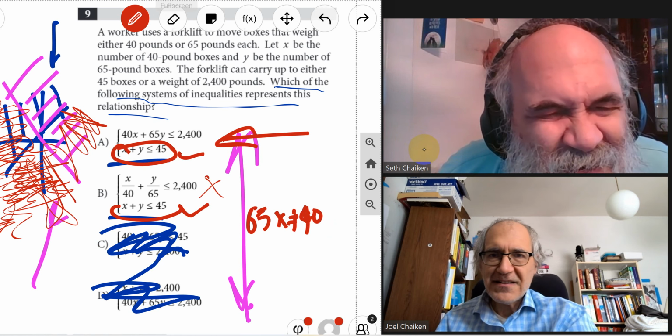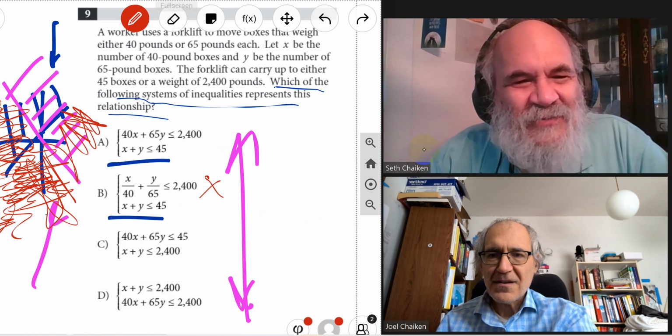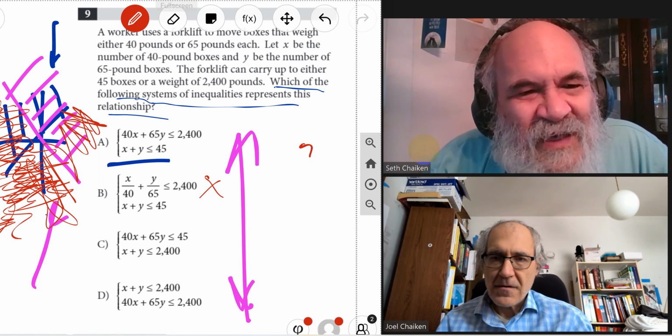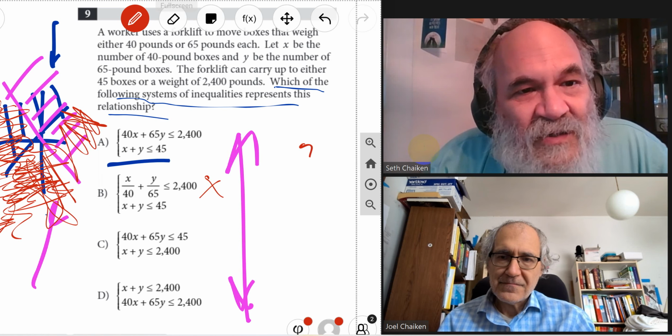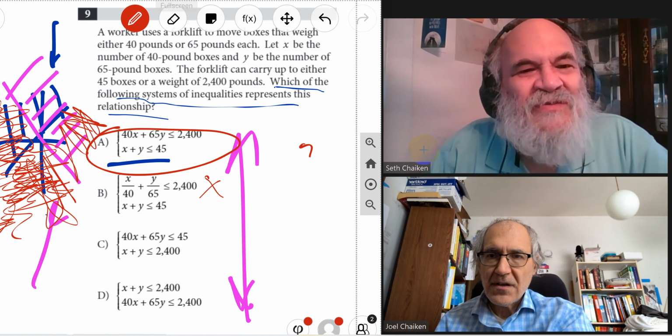Let's get rid of all this stuff. Let's see what the wrongs there are. Oh, they interchanged the 45 with the 2400 on the right sides. Okay, so that's the answer. You have to keep your wits about you.